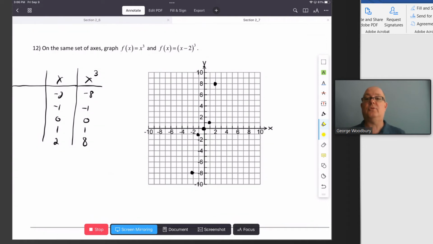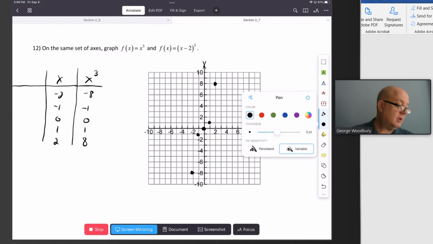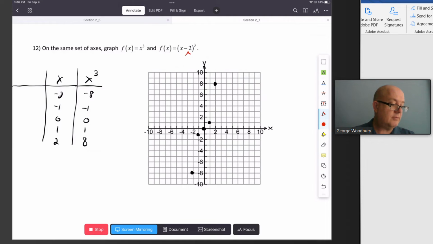Here I've got f of x equals x cubed, and then we're going to take the quantity x minus 2 and cube it. So the first thing we need to think about is what value is being subtracted from x. This is x minus 2. That tells me that h is equal to 2, the number that's being subtracted. Since that's a positive number, this is going to be 2 to the right. So I'm going to take all those basic points from that curve, and I'm going to move them 2 to the right.